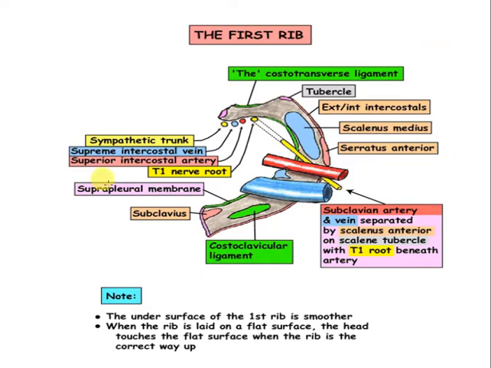So you can see this is how the first rib can be seen. This is the attachment of the scalenus medius. This is the attachment of the scalenus anterior muscle. Then this is the tubercle. Then you have the T1 nerve root, superior intercostal artery, superior intercostal vein, then the sympathetic trunk.